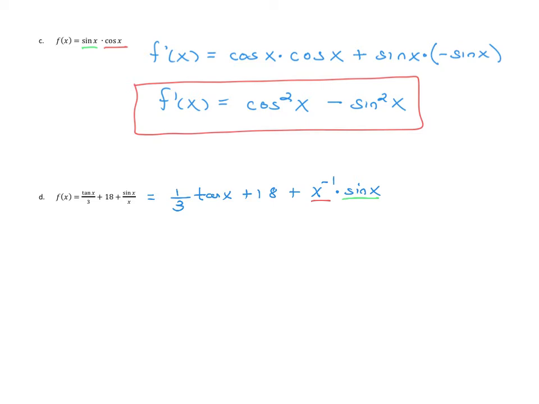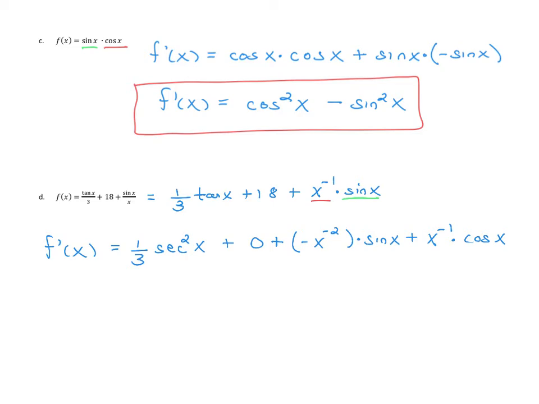So to start with, the derivative is going to be 1/3 times the derivative of tangent, and the derivative of tangent is secant squared of x. The derivative of 18 is 0. Now, on to the derivative of x to the negative 1 times sine of x. This is negative x to the negative 2 times sine of x plus x to the negative 1 times cosine of x.